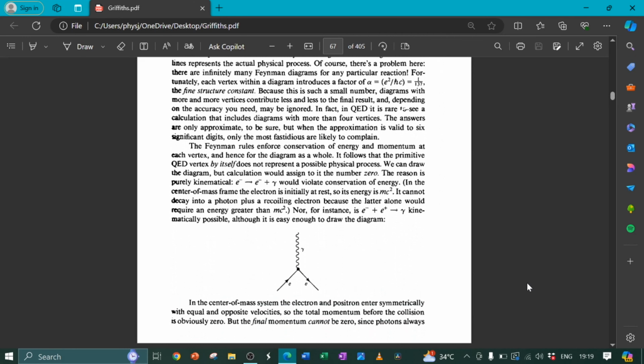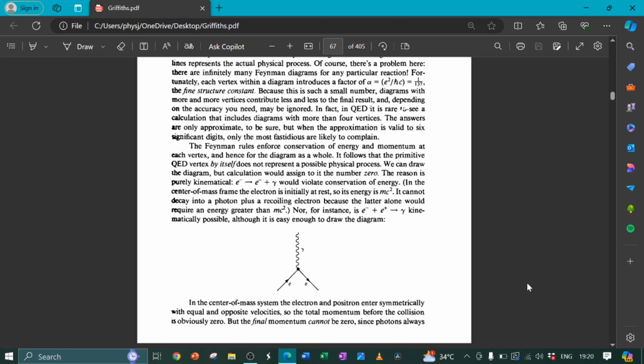The Feynman rules enforce conservation of energy and momentum at each vertex, and hence for the diagram as a whole. It follows that the primitive QED vertex by itself does not represent a possible physical process. We can draw the diagram, but calculation would assign to it the number 0. The reason is purely kinematical. Electron goes to electron plus photon would violate conservation of energy.